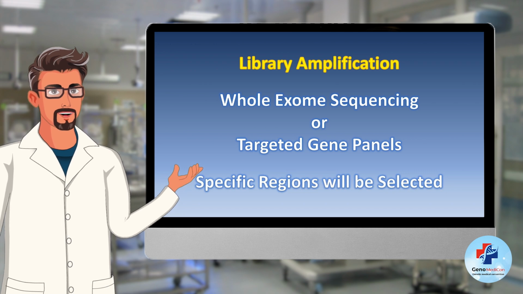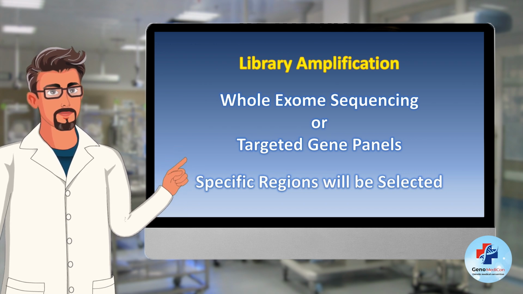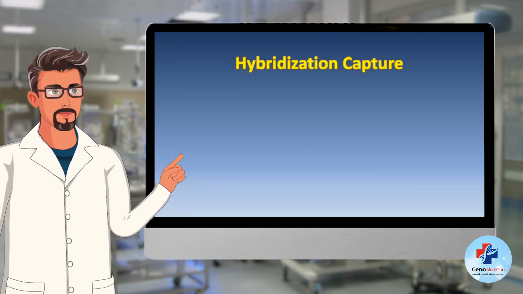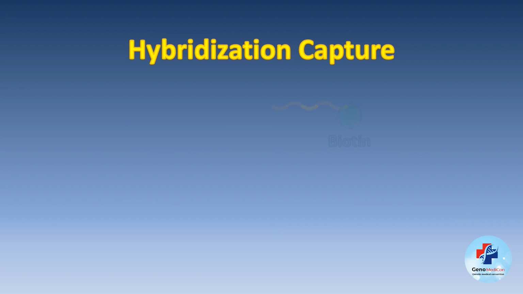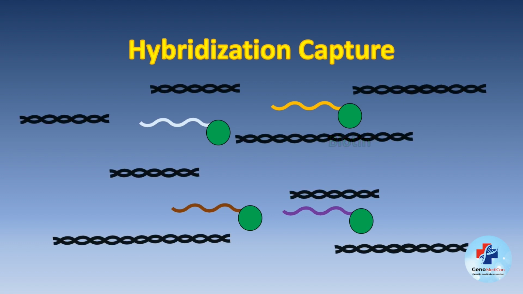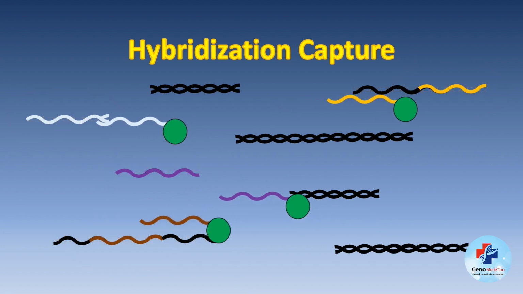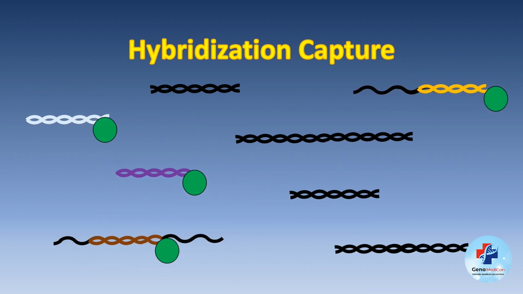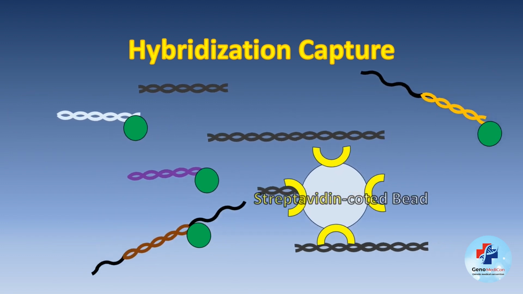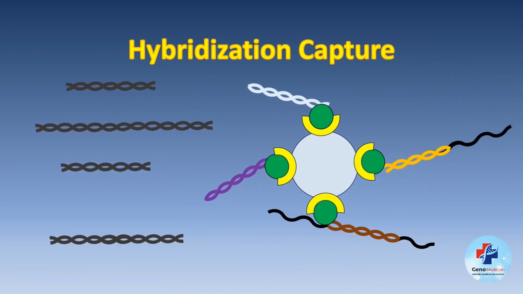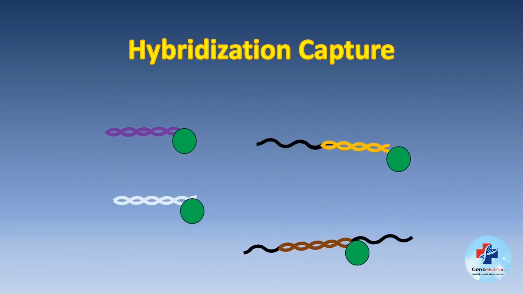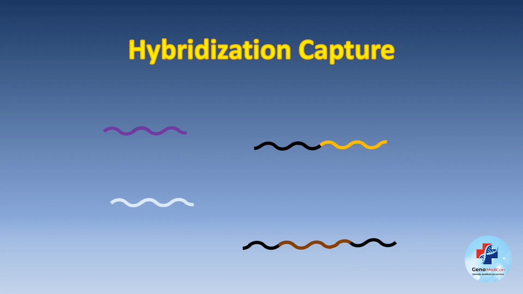To capture these regions, two main techniques are employed. 1. Hybridization capture. Probes complementary to the regions of interest are introduced to DNA fragments. These biotinylated probes bind to their target sequences, and the resulting complexes are captured using streptavidin-coated beads. After several rounds of washing, only the DNA regions of interest remain, ready for either post-capture amplification or sequencing.